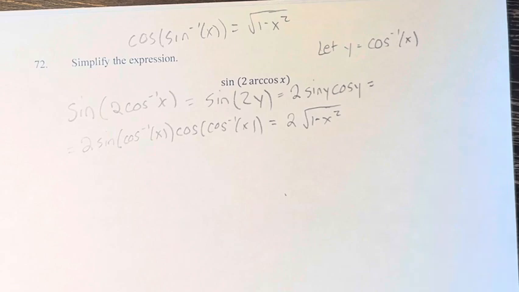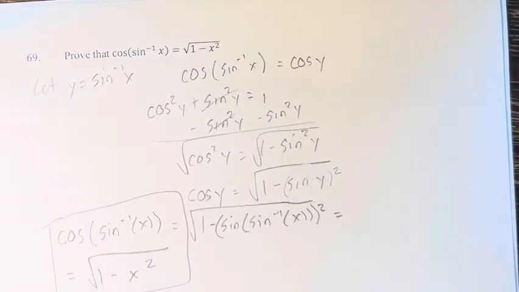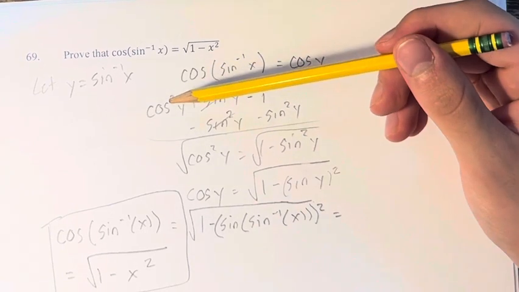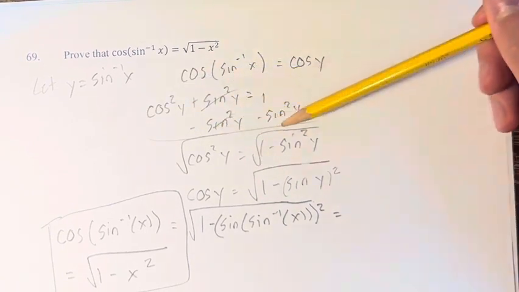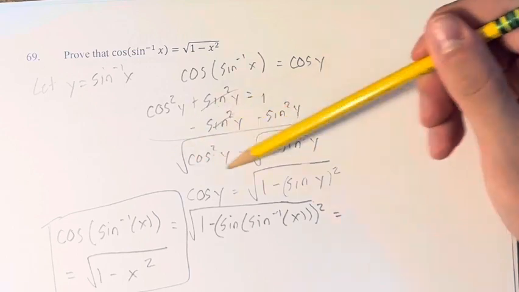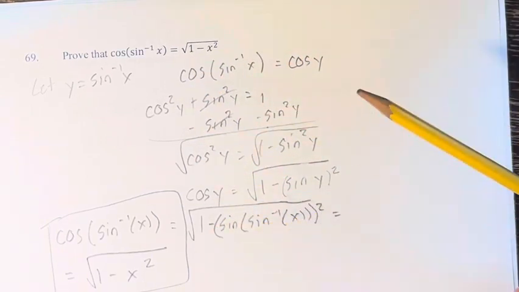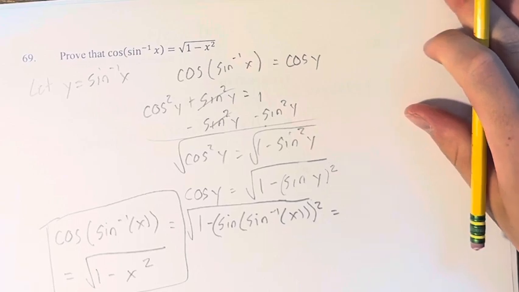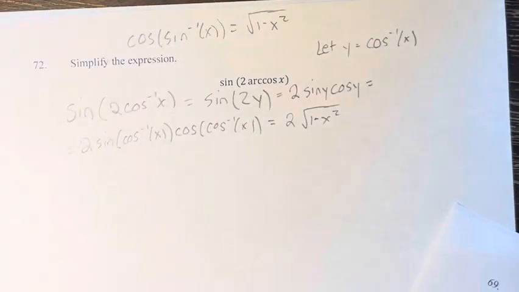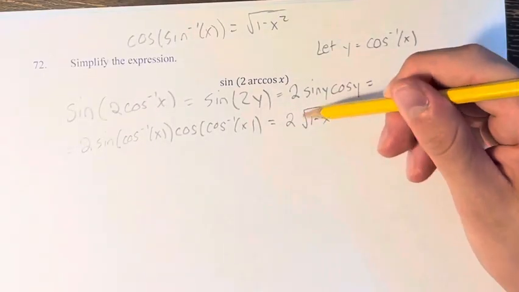Just when you go back to that problem, which I actually have right here, instead of subtracting sine squared at this point, you have to subtract cosine squared, but the rest of the proof remains the same. You get the same exact answer at the end of the day, square root of 1 minus x squared. So go back to this problem if you want to understand this. But if you just want to plug it in, that's fine.